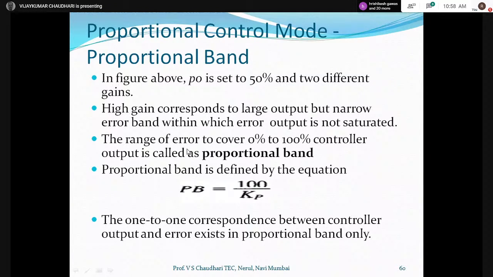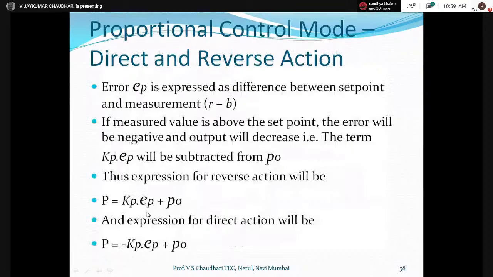The range of error, this definition is very important. The range of error to cover 0% to 100% of controller output is called the proportional band. And what is the formula for proportional band? Proportional band is defined by 100 upon Kp. PB is given by 100 upon Kp. What is Kp? Kp is this.